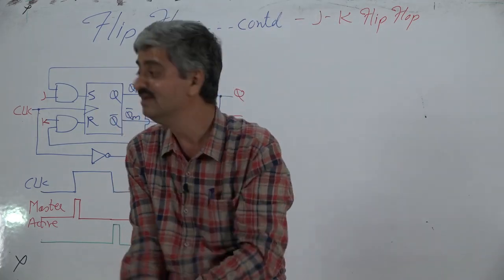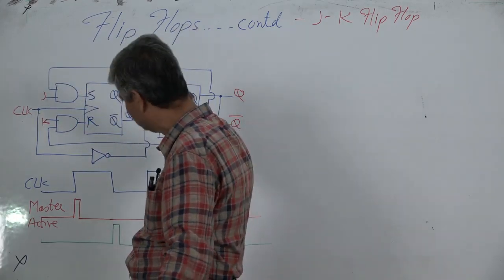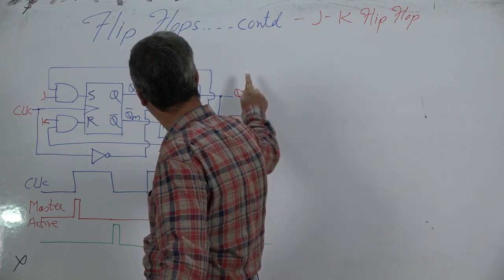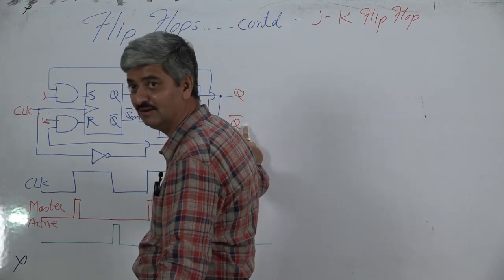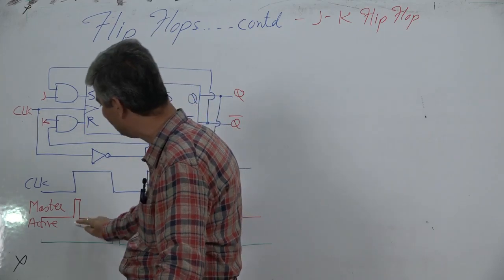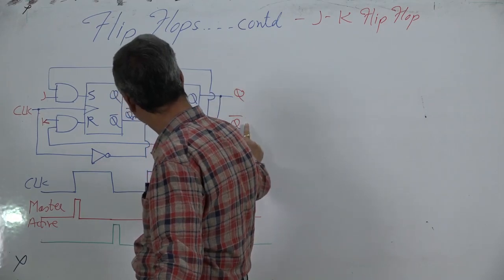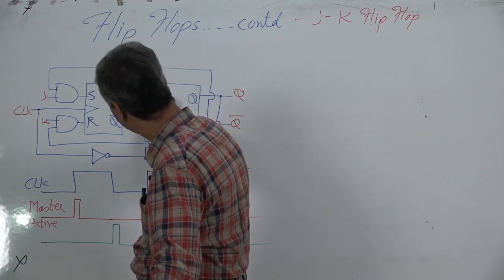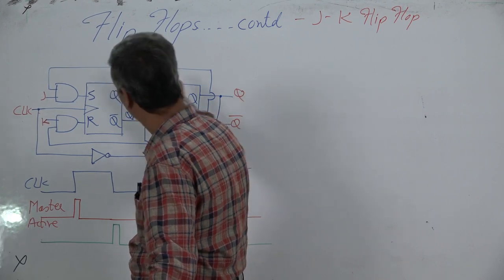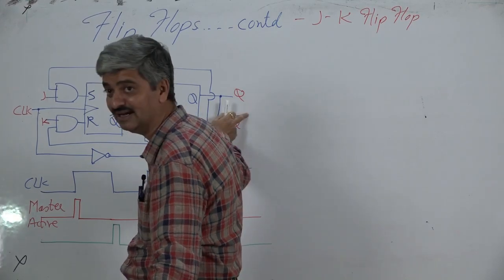But now what is happening? At the time of the rising edge, the master will determine its outputs QM and QM bar depending upon the old Q and Q bar. So when J is 1 and K is 1 and the rising edge is there, if the old Q is 1 and the old Q bar is 0, QM will become 0 and QM bar will become 1, but that is not copied here.